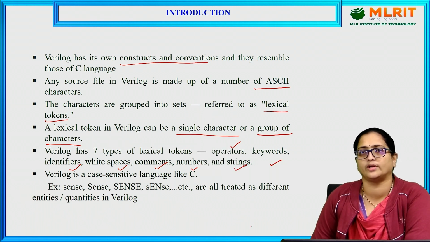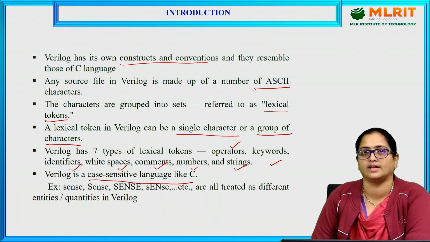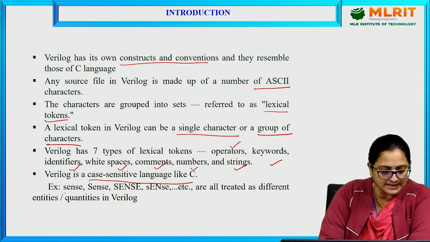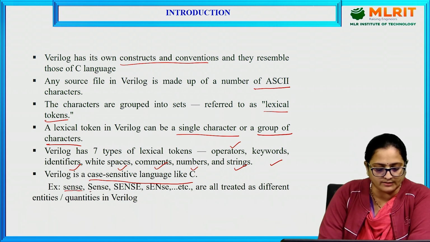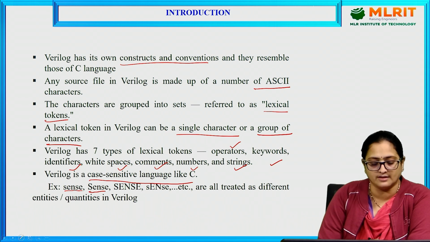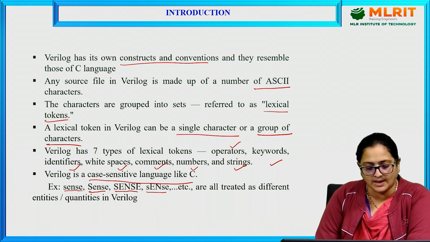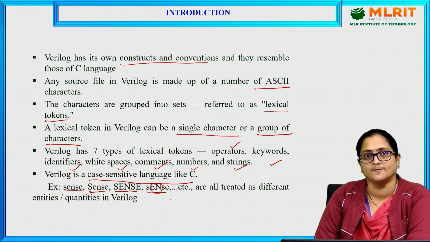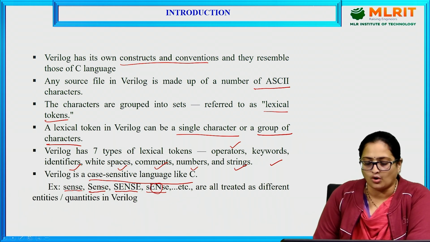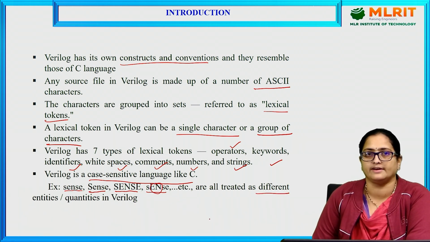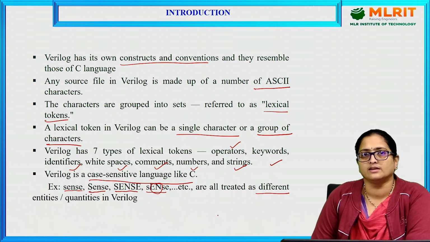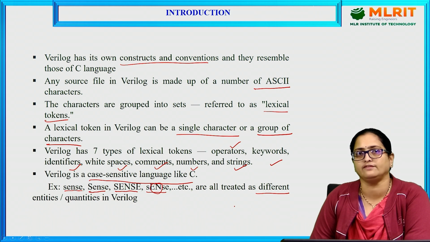And one more important point is, Verilog is a case-sensitive language like C. For example, the common sentence, SCNSE. Here I used all capital letters. And here I used capital EN, remaining all are small. So all these are treated as different entities. Verilog is a case-sensitive language.